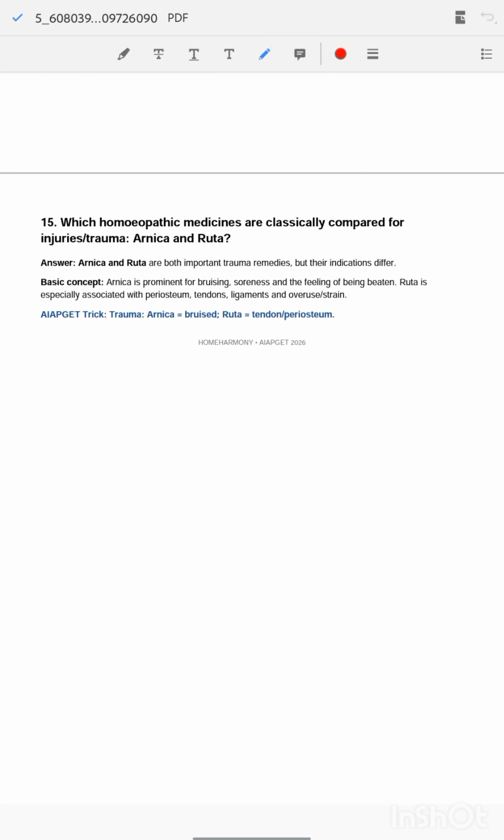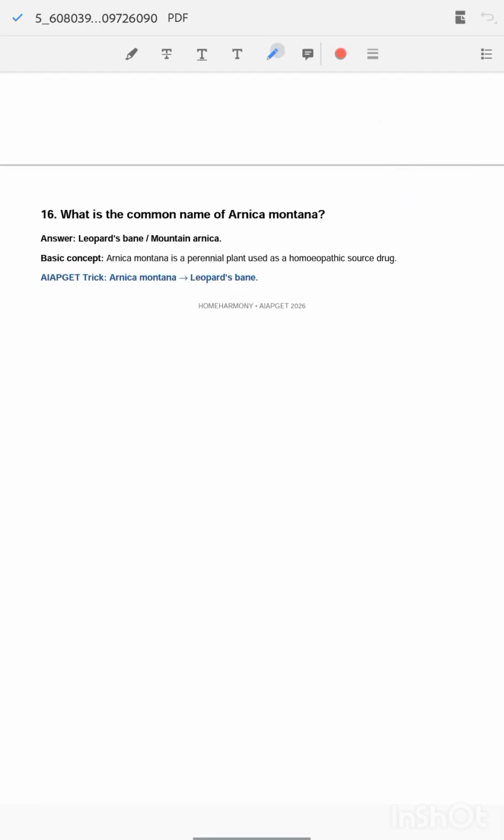Which homeopathic medicines are classically compared for injuries? Arnica and Ruta. With Arnica and Ruta, we also compare Calcarea phos. Okay, Arnica and Ruta are trauma remedies. Arnica is for bruising, whereas Ruta is specially associated with periosteum, tendon, ligament. What is the common name of Arnica? Common name of Arnica is leopard's bane or mountain Arnica.